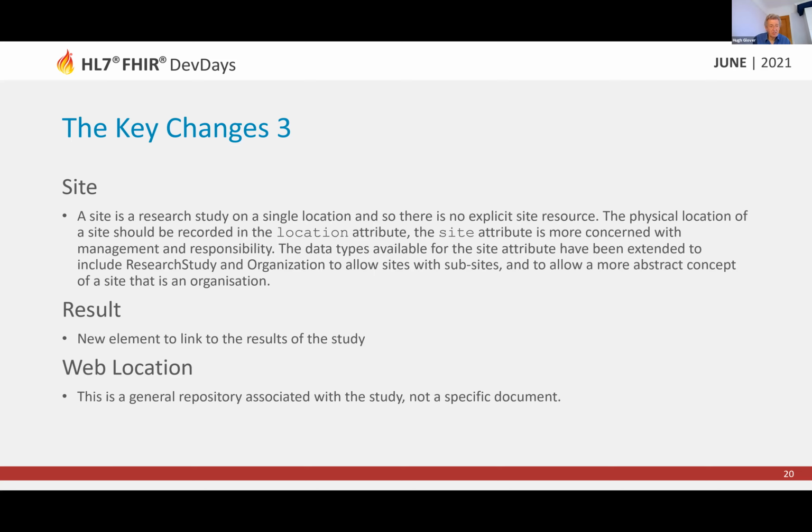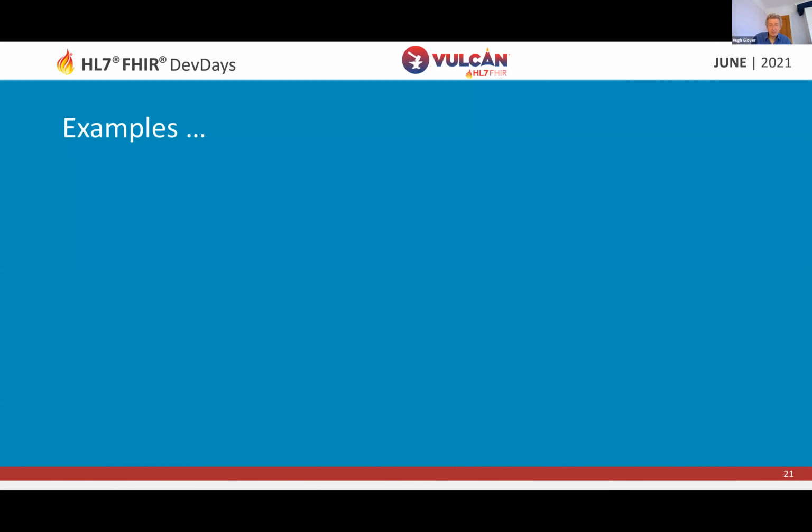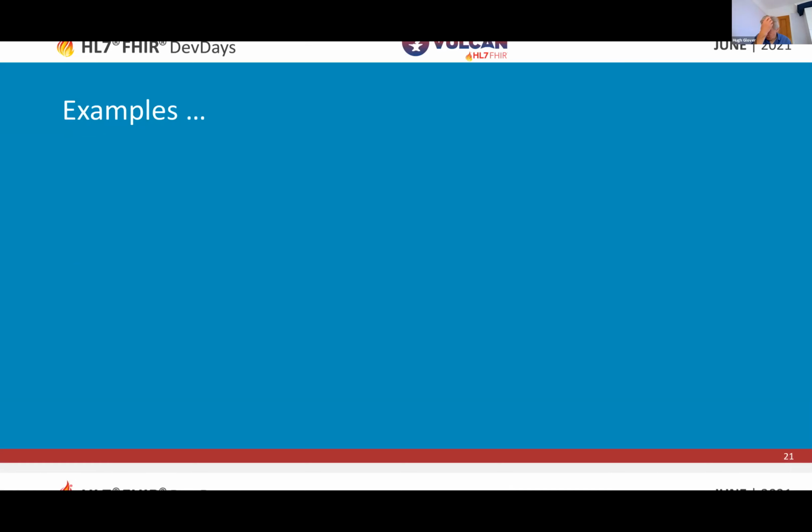And then finally, two additional fields. One, so you can tie in the results. And something that's probably quite closely related is a web location for general stuff that goes with the study. So not specific documents. This is not saying, oh, there's a document that tells you about this here. This is just, well, if you went to this location, you might well find some additional stuff that will be useful. So that's the changes we've made. Let's look at some examples.